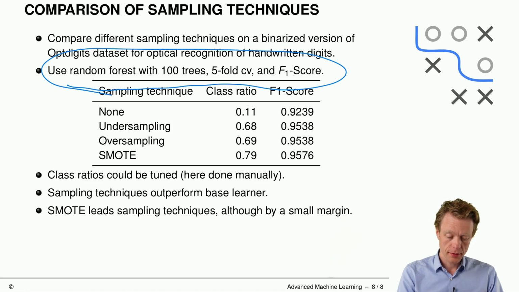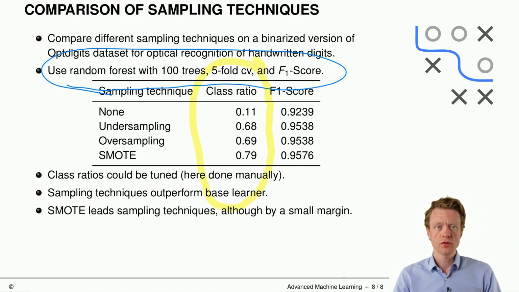And in the second column here, you see the resulting class ratio. So in the first line, with no sampling technique, the class ratio is 0.11. And then we oversampled the minority class to these other three values here in undersampling, oversampling, and SMOTE. And of course the question is, at which ratio do you want to set this? So you could just set it to 1 and say, okay, we want to have as many minority class instances as majority class instances. That's one option, of course.